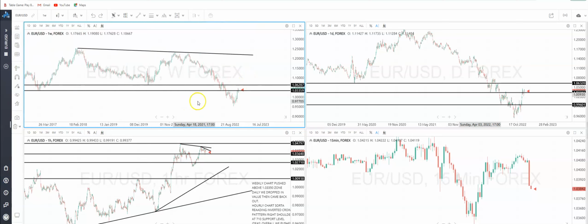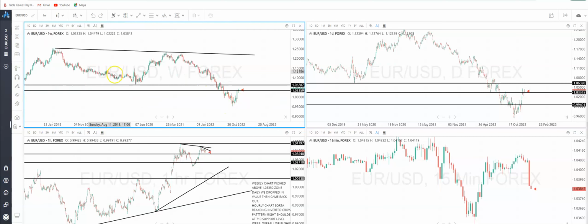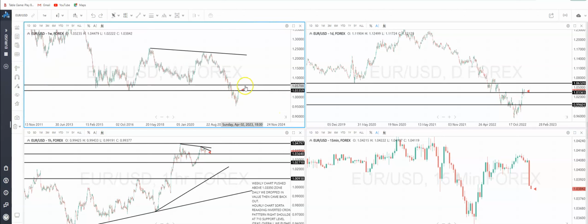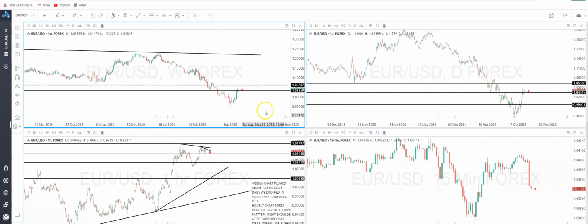EURUSD. On the weekly chart, as you can see, we popped into that 1.03350 resistance level, that key support over there. This is the next level over here, 1.06300 resistance level. That is the next key resistance level on EURUSD. As you can see, we popped back into that value area after rejecting it last week.